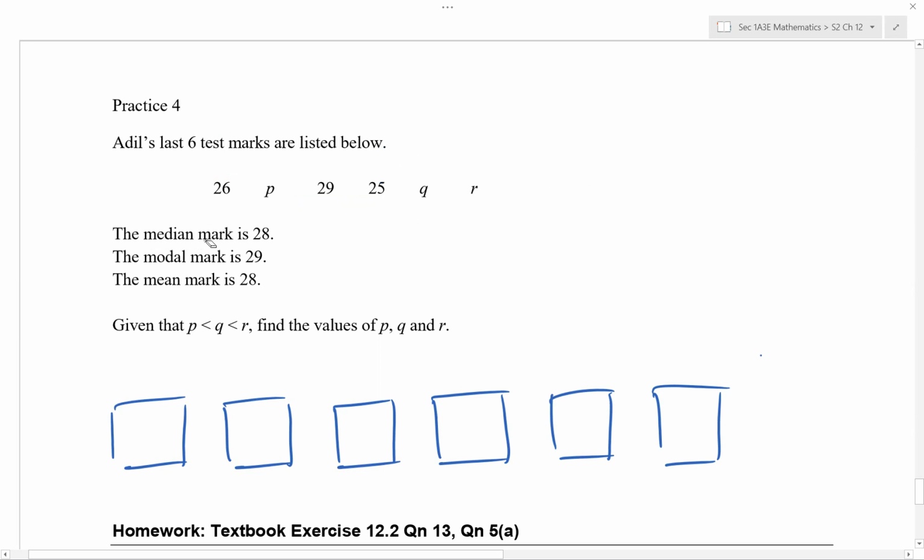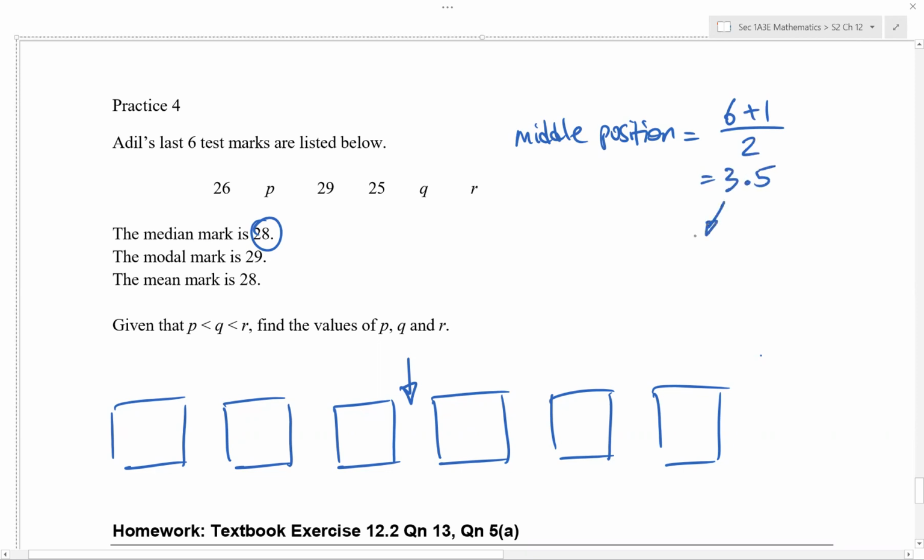Now they tell us that the median is 28. So the center value, the middle number, is going to be found between position number 3 and position number 4. So how we actually get that is middle position. We have n, which in this case we've got 6 data points, plus 1 over 2, we get 3.5. So it tells us that the middle position is between number 3 and number 4. Okay, so this is our middle position, and the median value is 28.